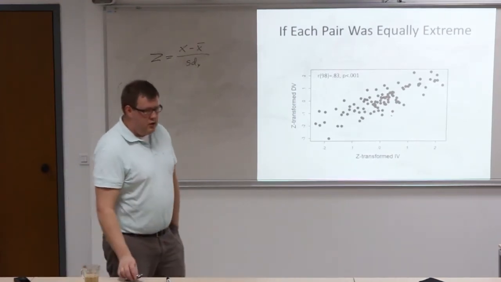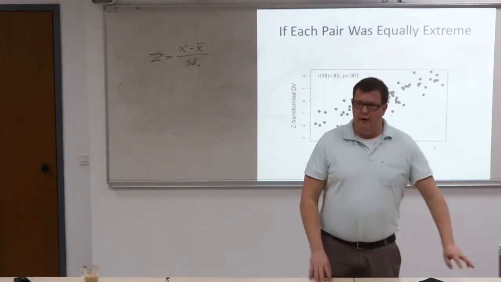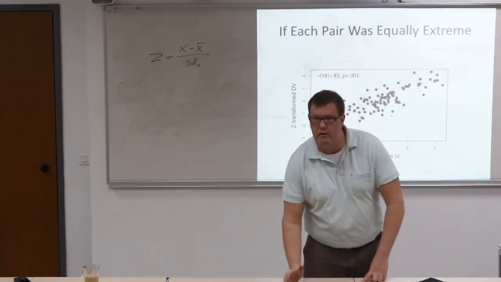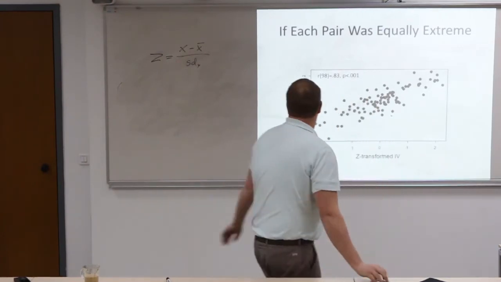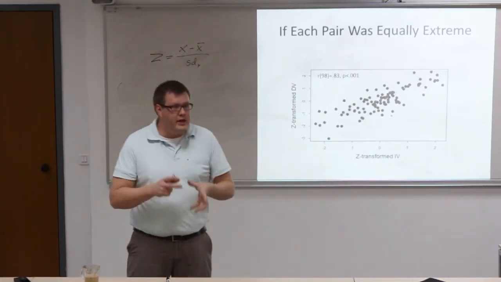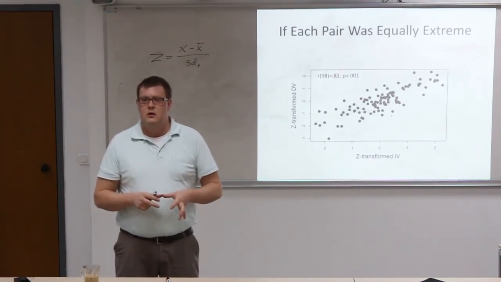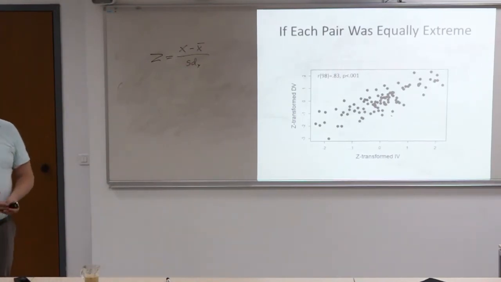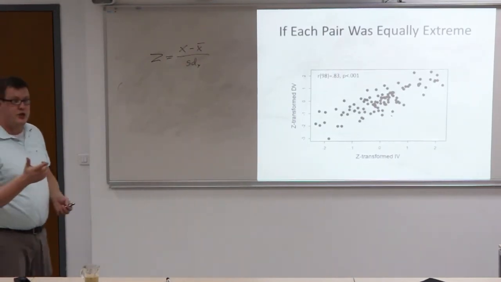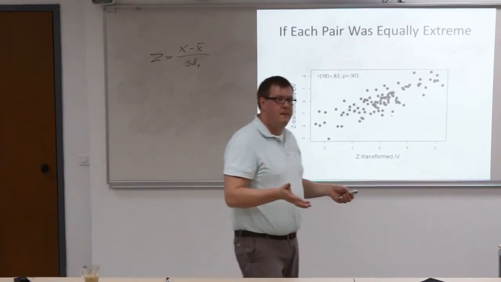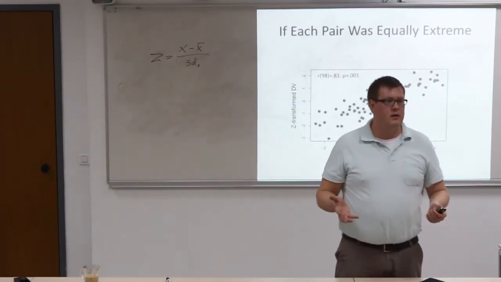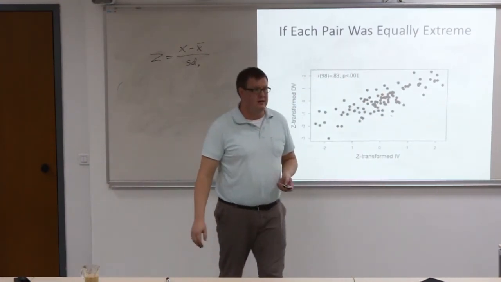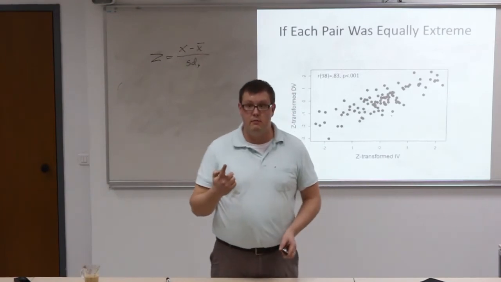Now imagine, in the real world, or maybe in the theoretical world, if the correlation was 1, if each pair was equally extreme on both measures, what type of function would describe the data? Linear. A linear function. What would the slope and intercept be? The slope would be 1, right?